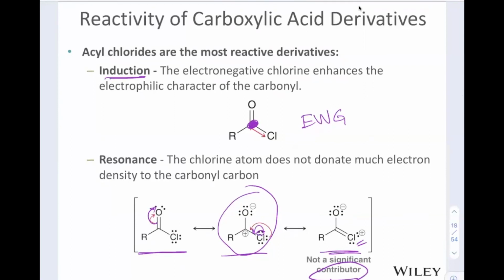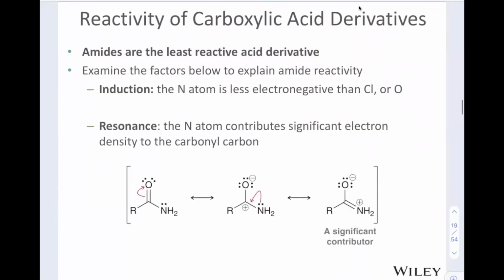And in this situation, acyl chlorides are the most reactive, and that is because we have a very good electron withdrawing group and we have little resonance. If we talk about amides, which are at the other end of the spectrum and they are the least reactive, we do not have any induction per se because carbon and nitrogen are very close in electronegativity compared to that of chlorine and oxygen. So we don't have to really worry about any induction. So we're not activating that carbon as an electrophile.